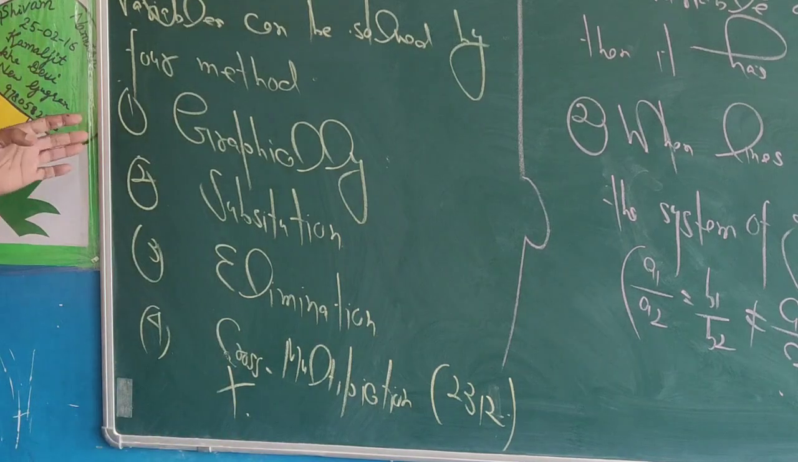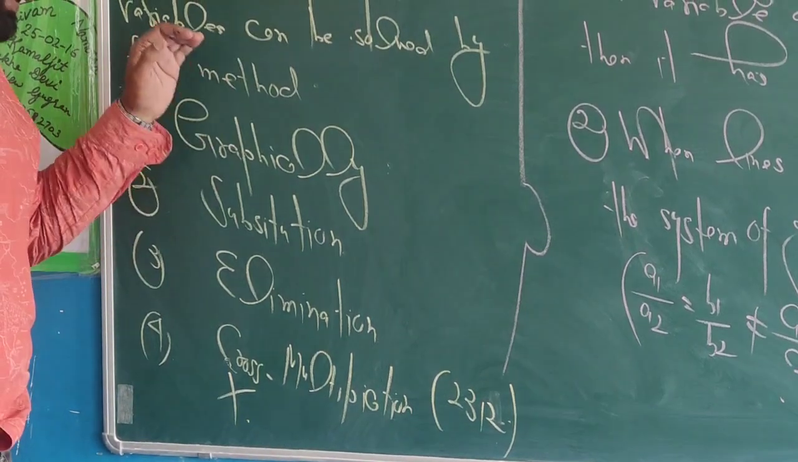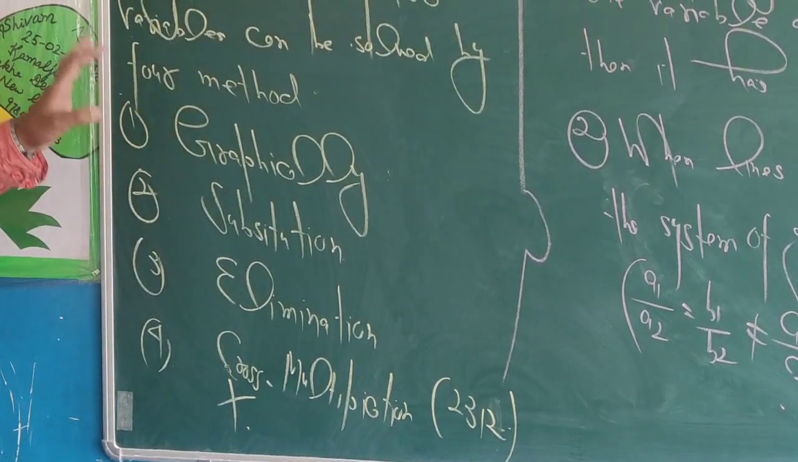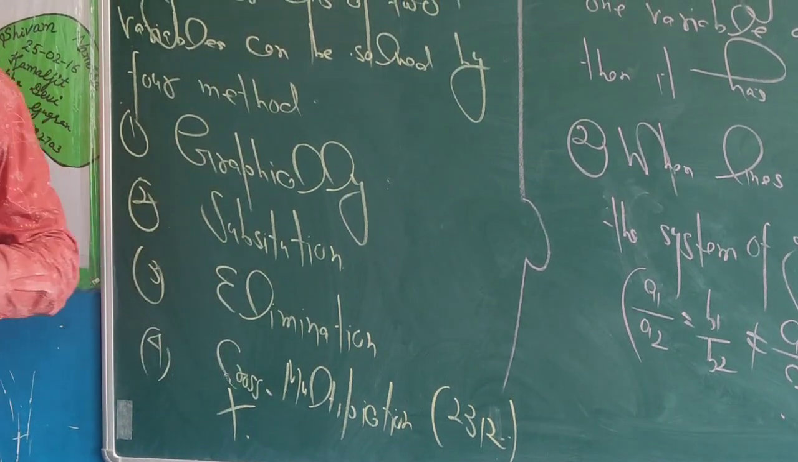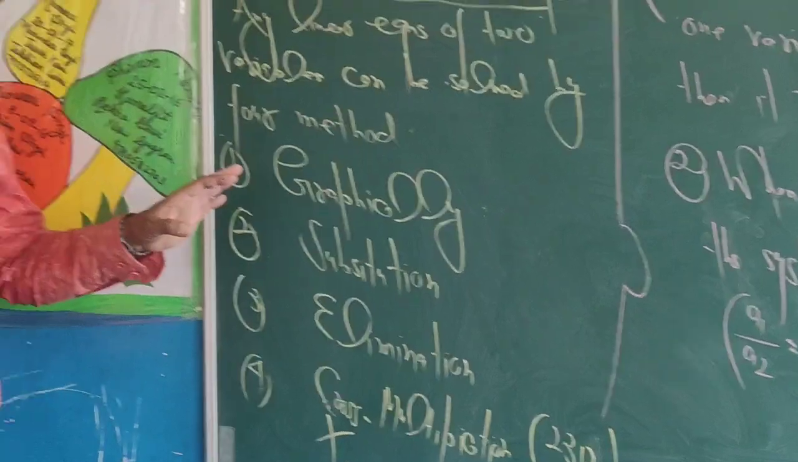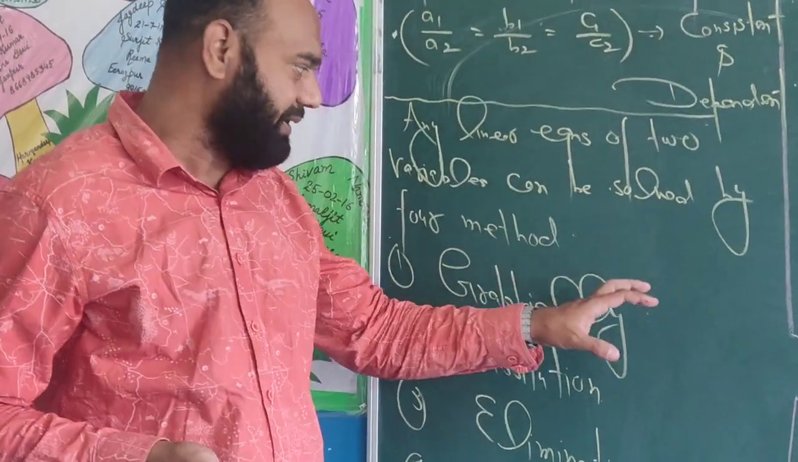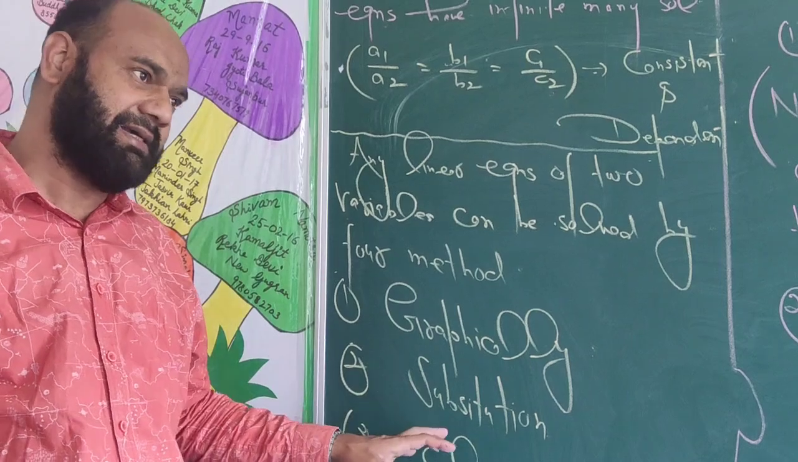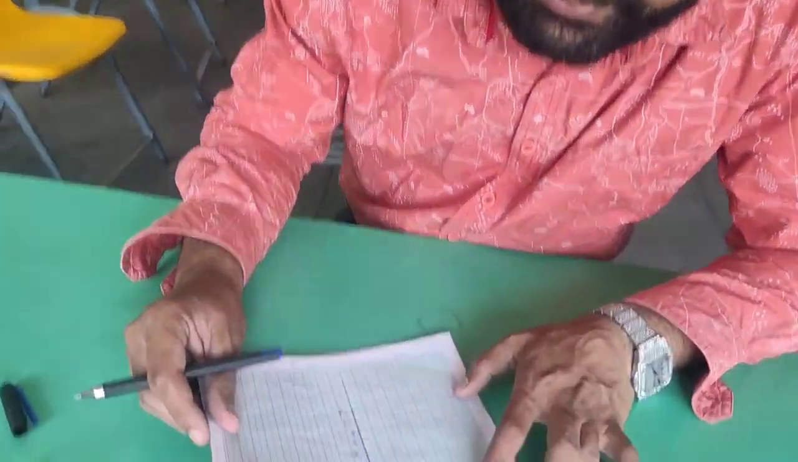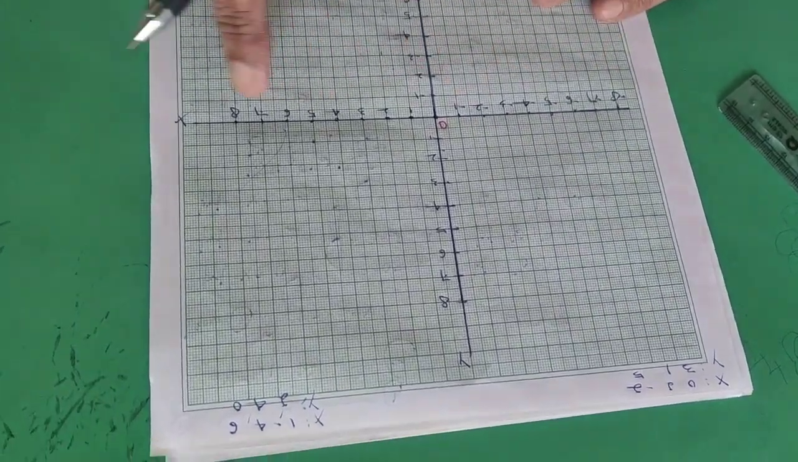So here we discuss examples of only three methods, that is graphical method, substitution method as well as elimination method. First of all we solve the sum by graphical, substitution, as well as elimination method. Now we plot these points in the graph.